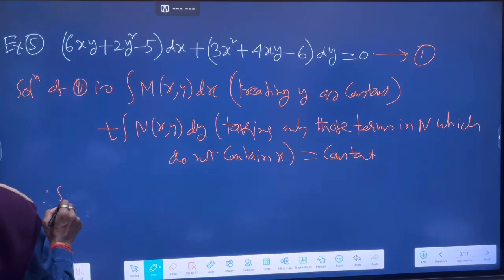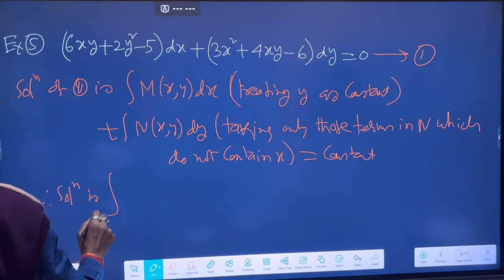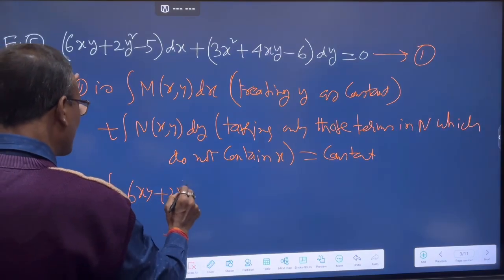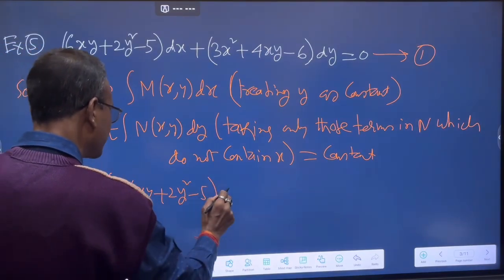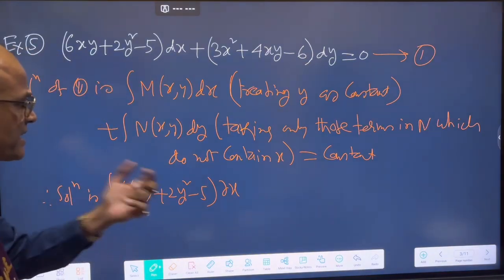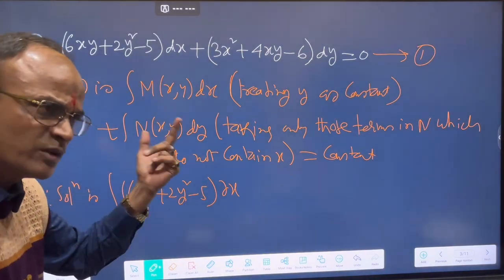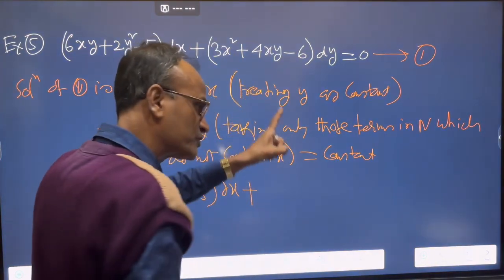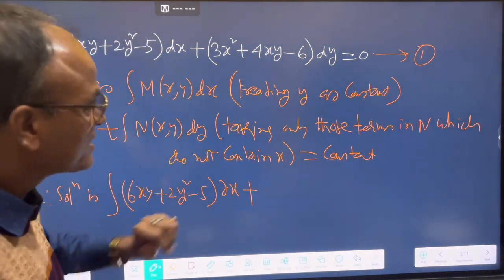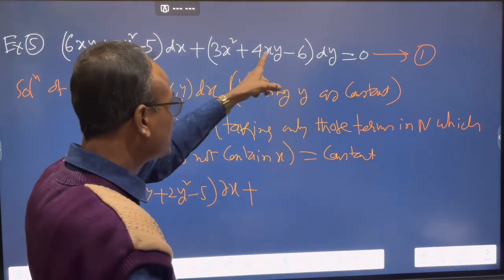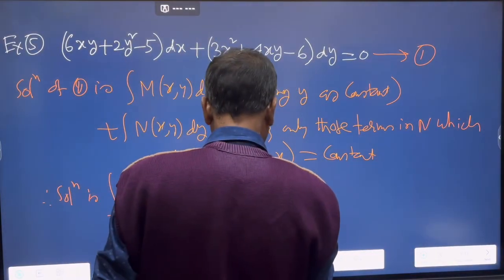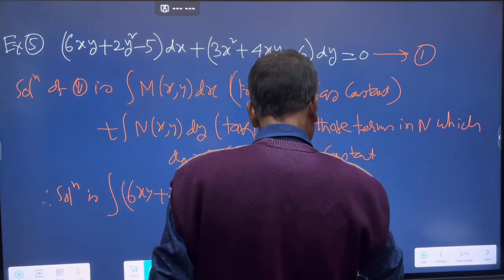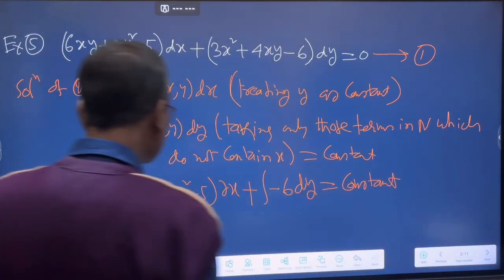Therefore, the solution is the integral of (6xy + 2y² − 5) dx, treating y as constant, plus the integral of those terms which do not contain x, that is −6, dy, equal to constant.